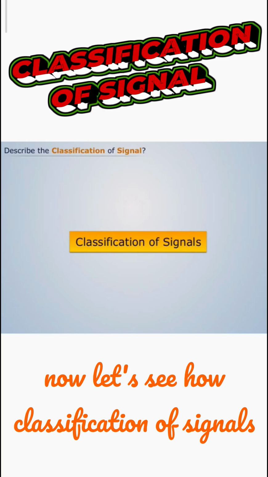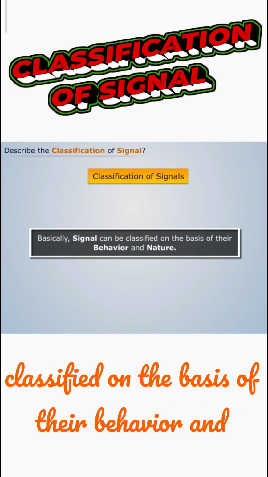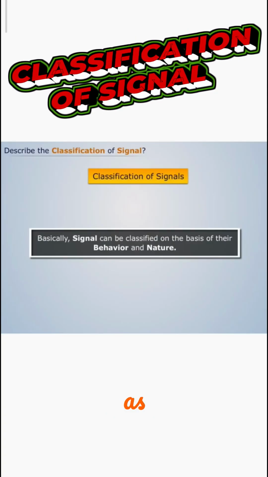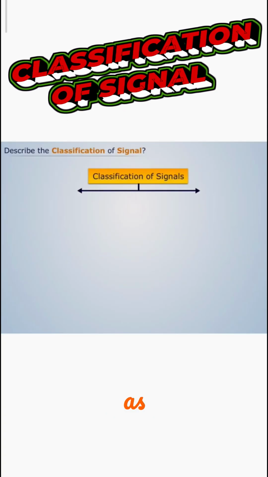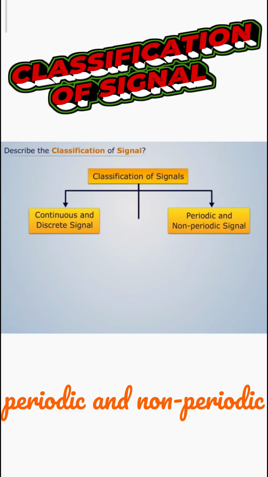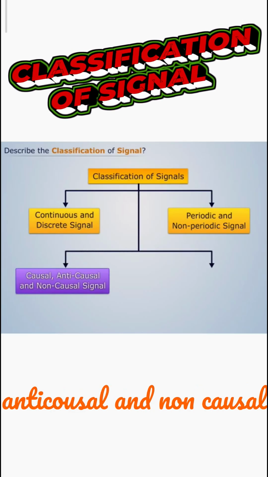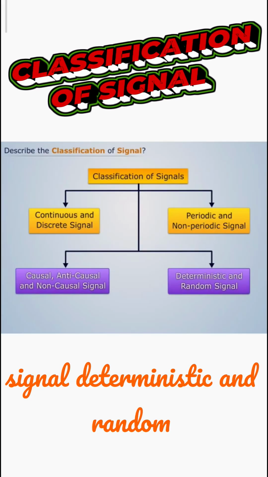Now let's see how classification of signals is done. Basically, signals can be classified on the basis of their behavior and nature as continuous and discrete signal, periodic and non-periodic signal, causal, anti-causal and non-causal signal, deterministic and random signal.